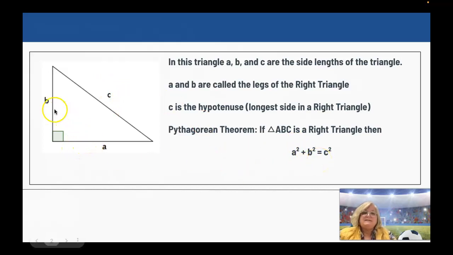Now these legs are interchangeable. It doesn't matter whether you use b squared plus a squared or a squared plus b squared. Those are interchangeable. The c is not. It's always equal to c squared.